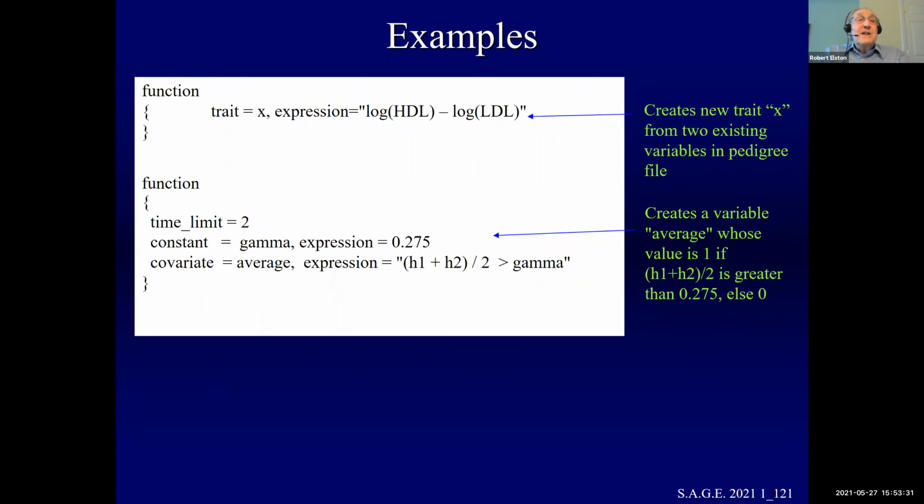So this creates a new variable. So first of all, you say, I'm going to have a trait called gamma, a trait called constant. And I'm going to define a constant, which is called gamma, and it will be 0.275. And then I'm going to define a covariate, which is an average, provided H1 plus H2 over 2 is greater than gamma. So these 3 lines create a variable average whose value is 1 if H1 plus H2 divided by 2 is greater than 0.275. Otherwise, this variable will be 0.